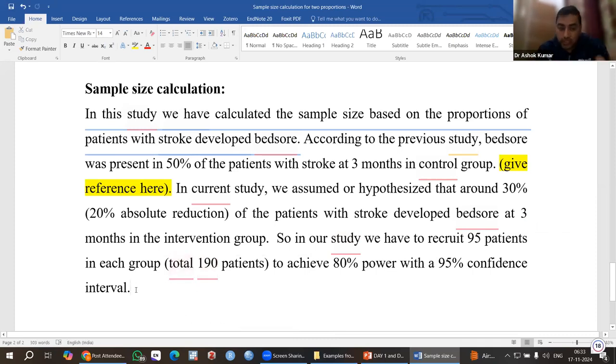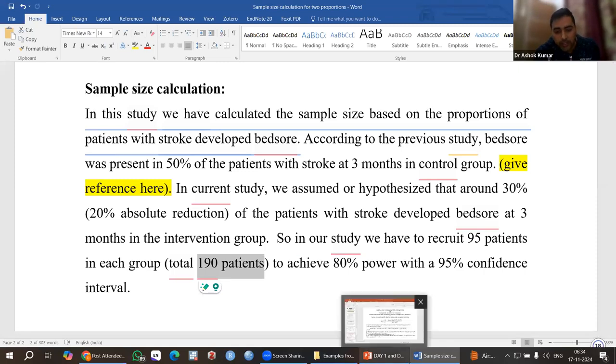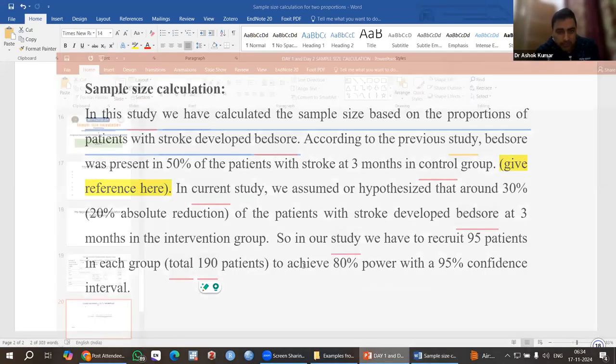And if you want to calculate dropout or loss to follow-up, because it is a 3-month follow-up study of stroke, and stroke may be severe, you have to do an adjustment for dropout also. Yesterday we did this. For dropout, you have to take this 190, and from 190 you calculate the dropout rate. So how can you calculate? Here, 190 patients.